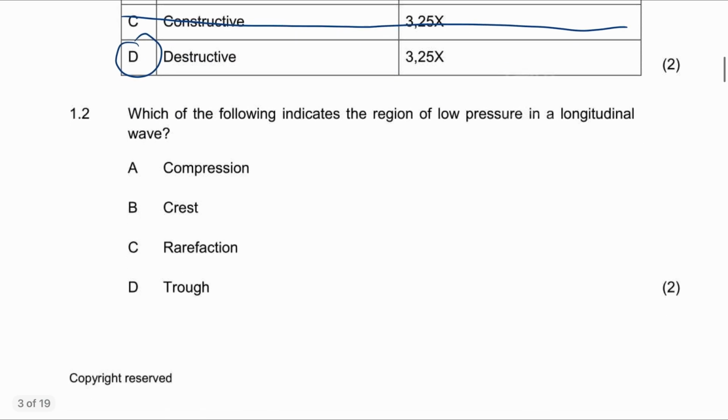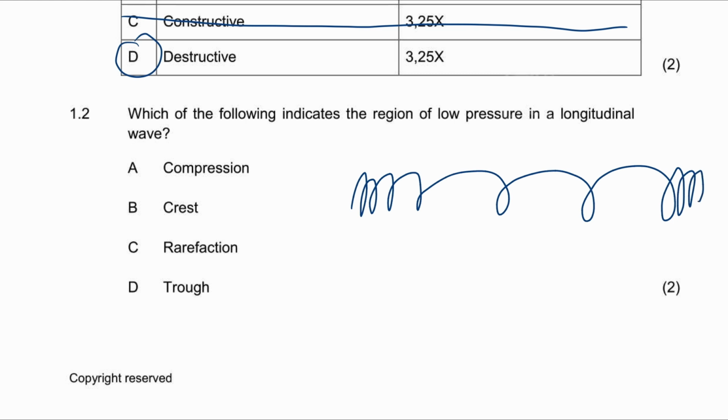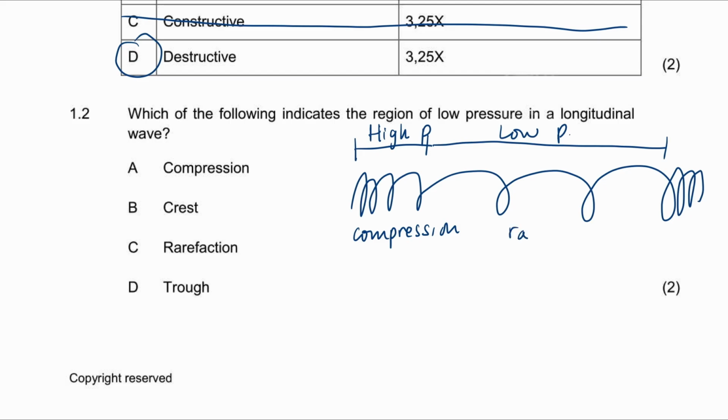Question 1.2, which of the following indicates the region of low pressure in a longitudinal wave? A longitudinal wave looks something like this. This region is a region of high pressure and it is called a compression. This is a region of low pressure and it is called a rarefaction. The answer is C.